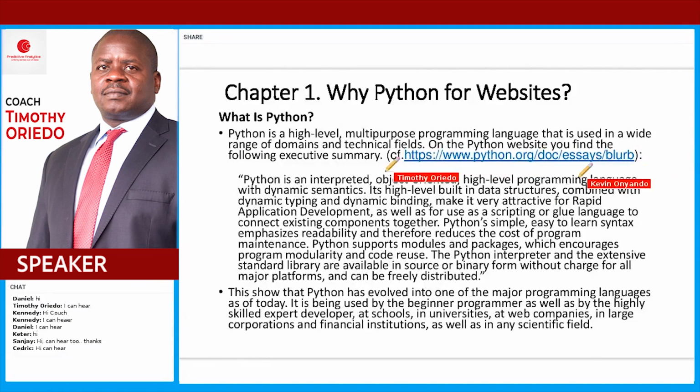When you look at this link here, you can read more about the foundation of Python, a high-level multipurpose programming language used in a wide range of domains and technical fields. So this is the Python summary. It's an interpreted, object-oriented, high-level programming language with dynamic semantics. Its built-in data structures, combined with dynamic typing and dynamic binding, make it attractive for rapid application development, as well as for use as a scripting or glue language to connect existing components together.